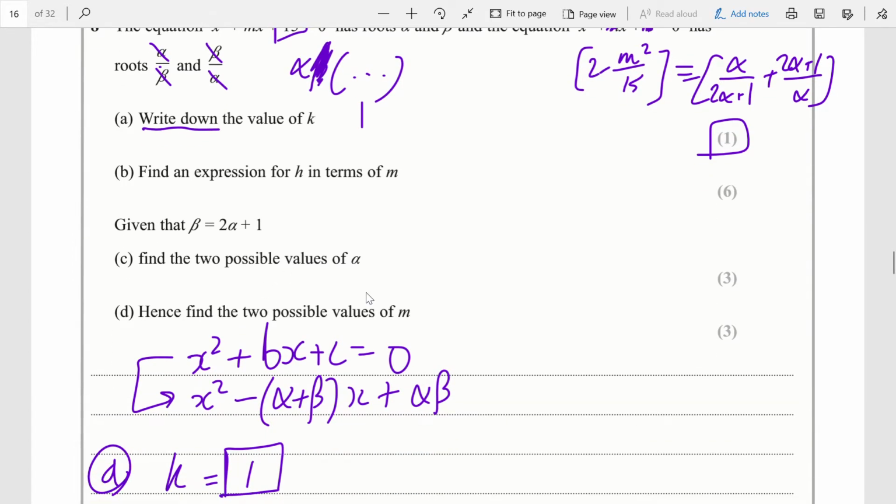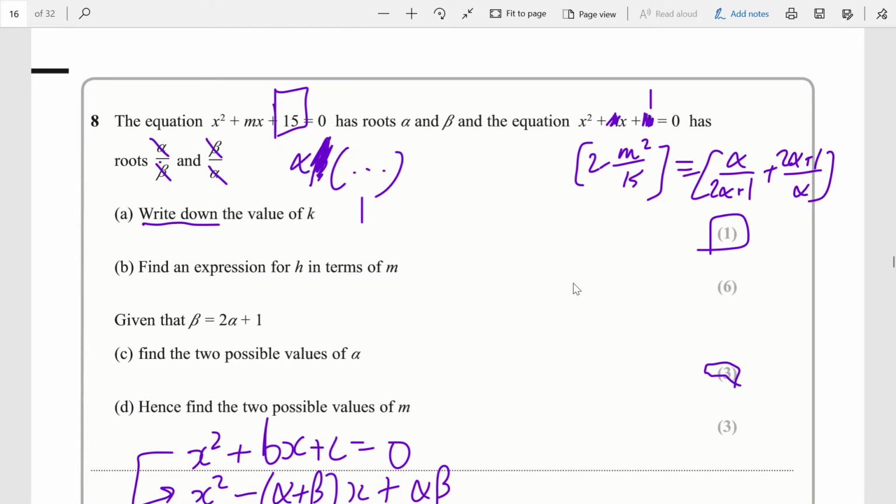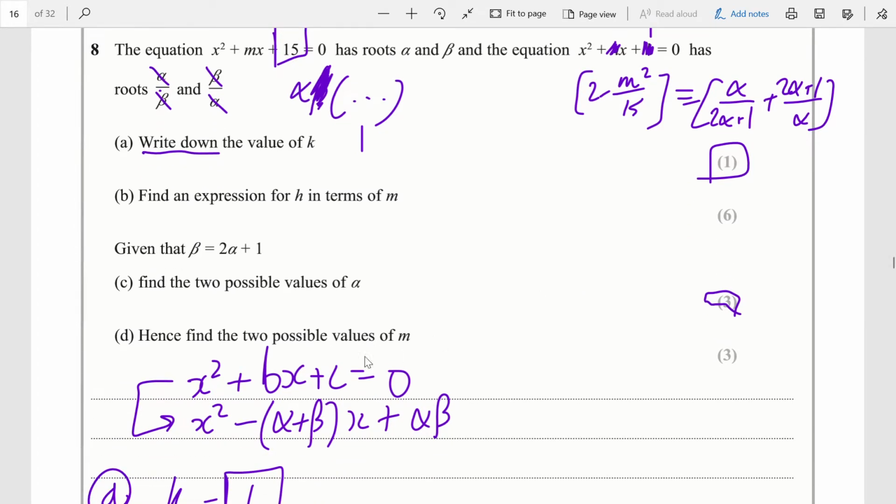Don't ever stonewall yourself on a problem to the point where you are so focused on grinding through your one solution that you may not be able to see a more obvious solution in front of you. Alright, so finally it says, hence find the two possible values of m.